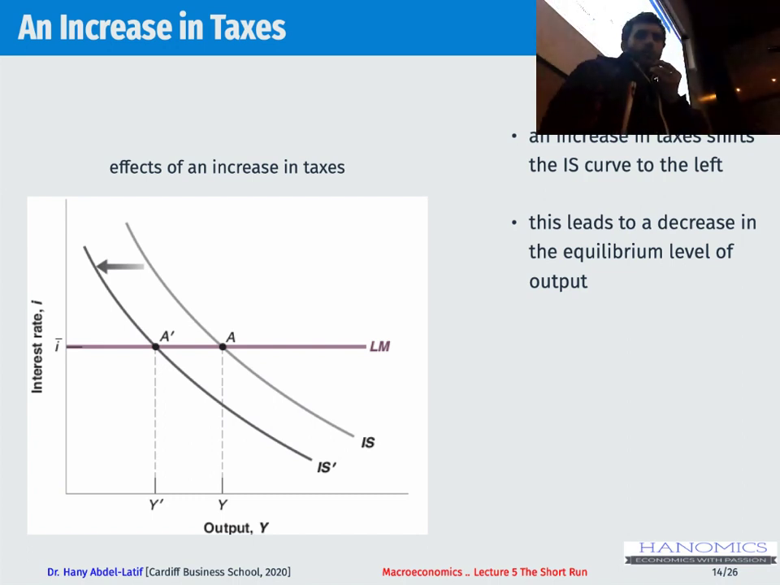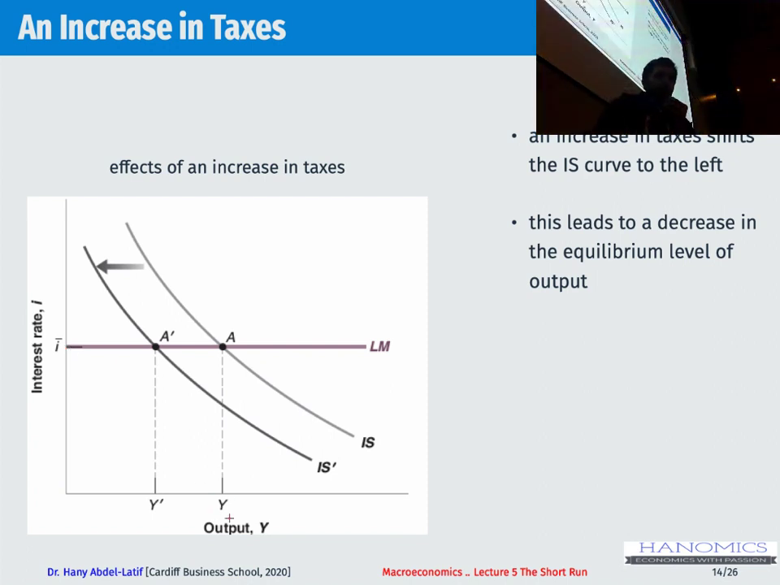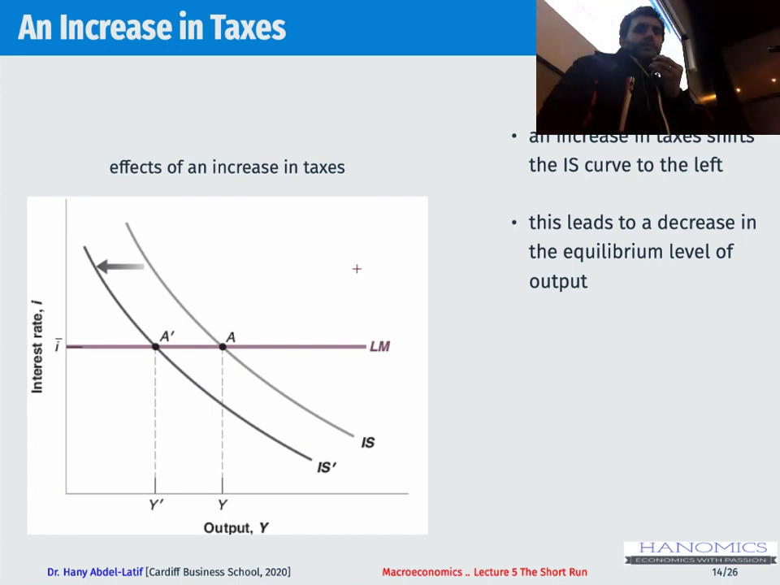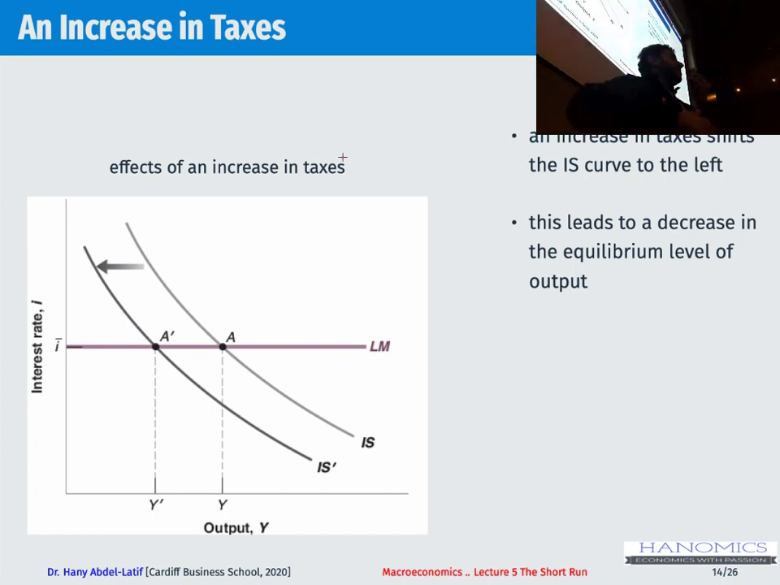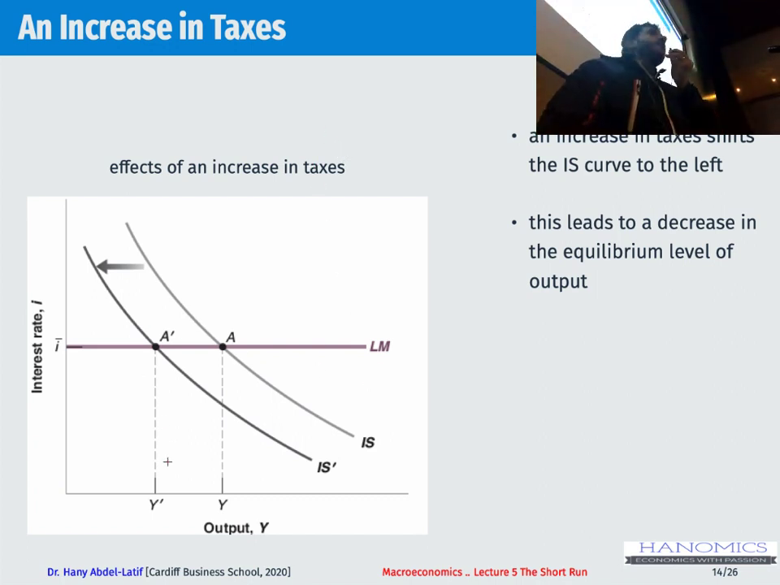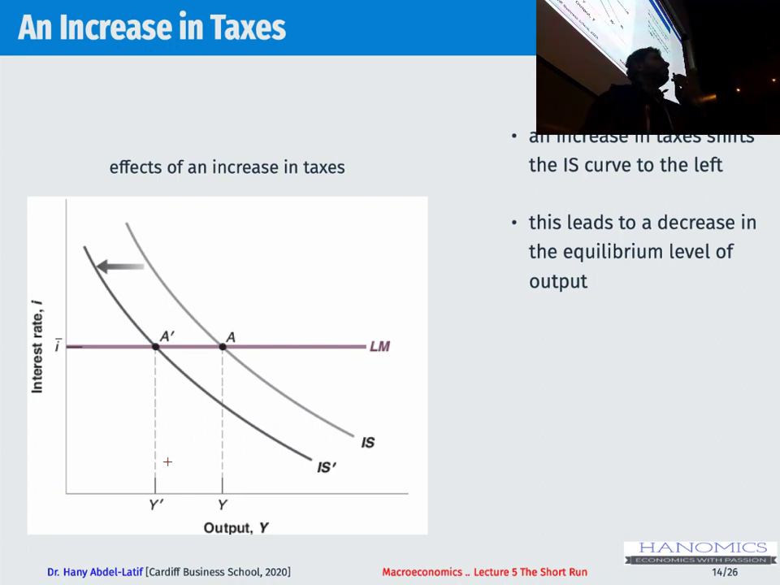This is the first IS curve with the first equilibrium point A, associated with this level of the interest rate and this level of output. Now what happened is the increase in taxes lowered aggregate demand, and that shifts the IS curve to the left. The result is we still have the same interest rate, but a lower level of output, Y prime. This is the effect of the policy change.